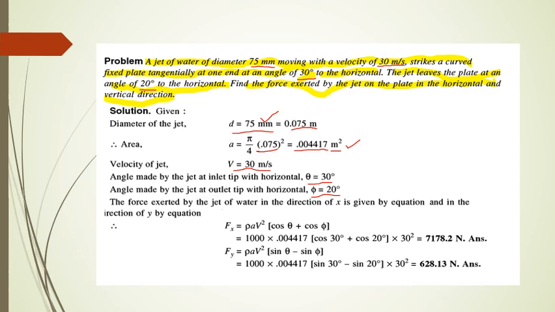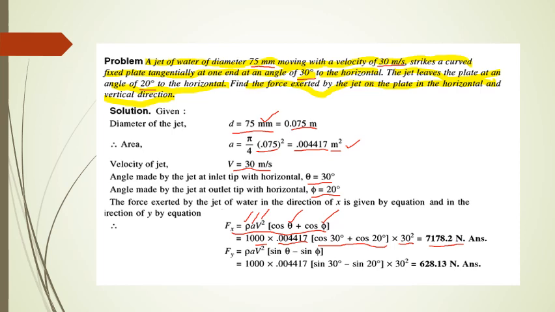Force exerted by the jet Fx equal to rho a v square into cos theta plus cos phi. We know the value of rho, we know the value of A, we know the value of V, we know the value of theta, and we know the value of phi. Substituting the values, that implies 1000 into 0.004417 into cos 30 degrees plus cos 20 degrees into velocity square 30 square, we get Fx as 7178.2 newtons or 7.17 kilonewtons.